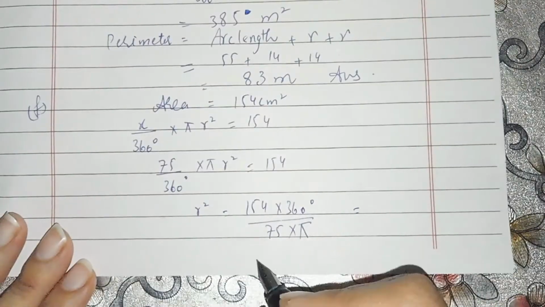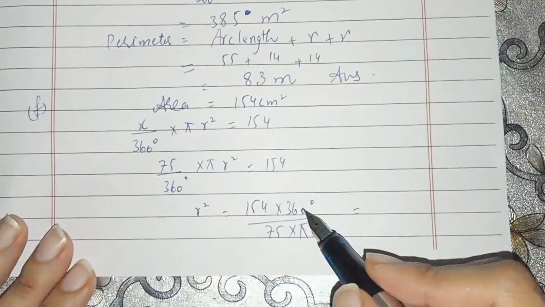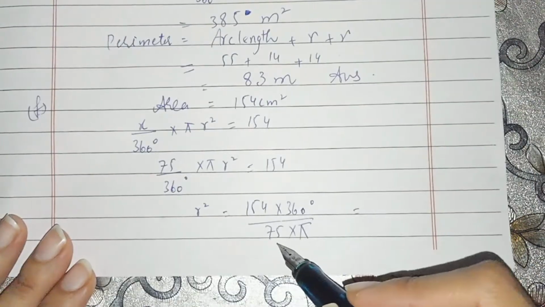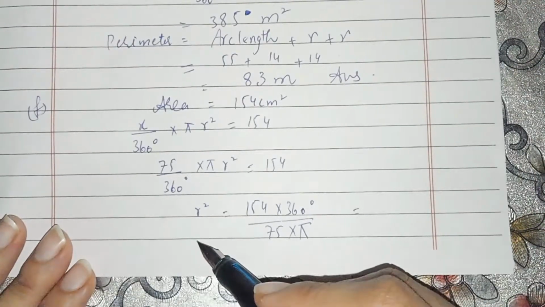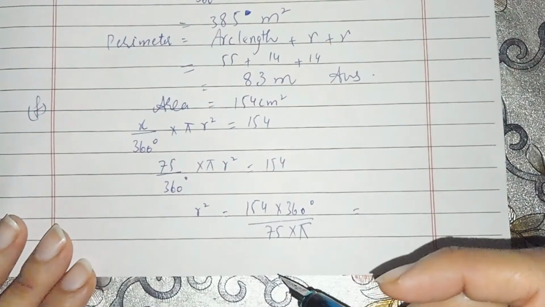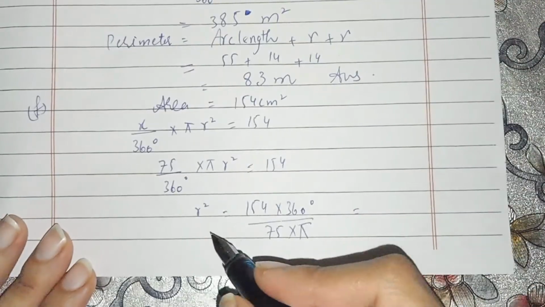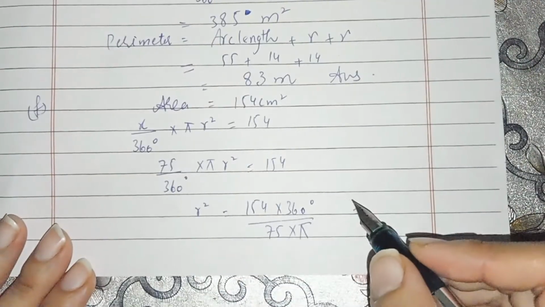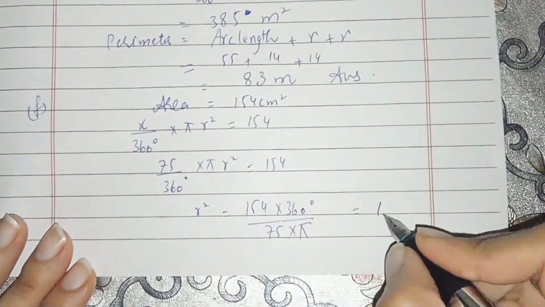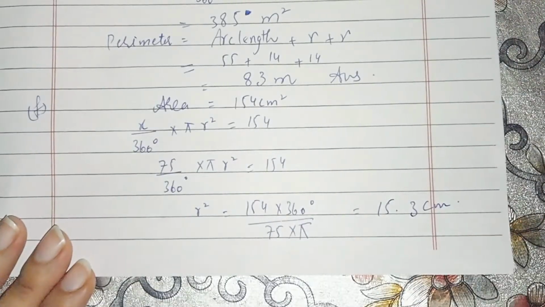Solving in the calculator is very simple. We have to multiply by 360 and divide by 75 and pi, then take the square root. I am saving time because the calculations are very simple. And we get r, and r is equal to 15.3 centimeters. And now students, we have found r. Now the arc length.